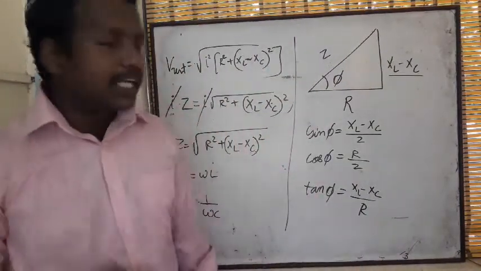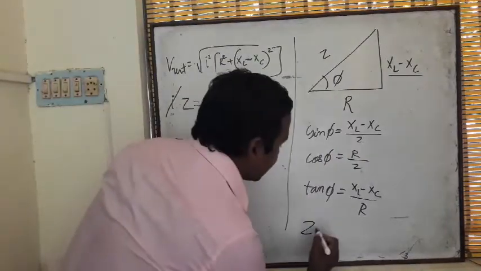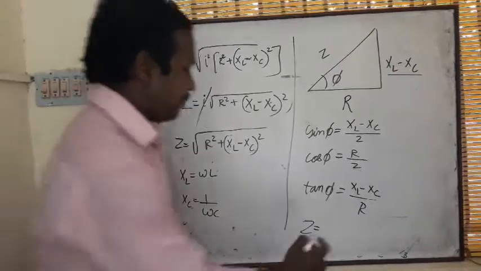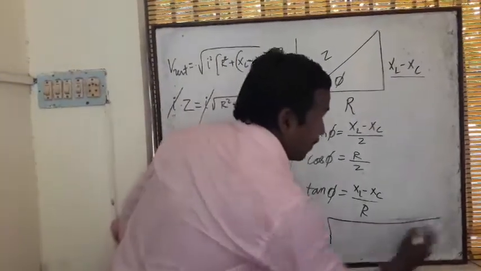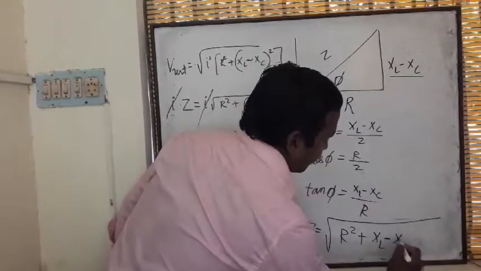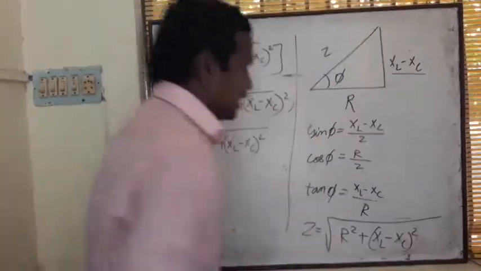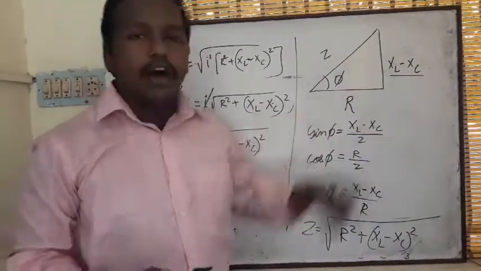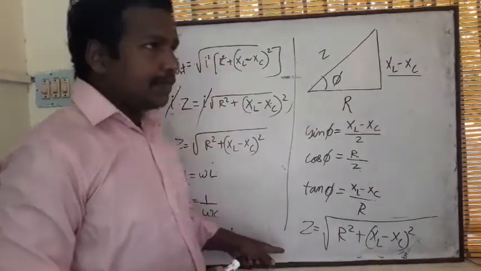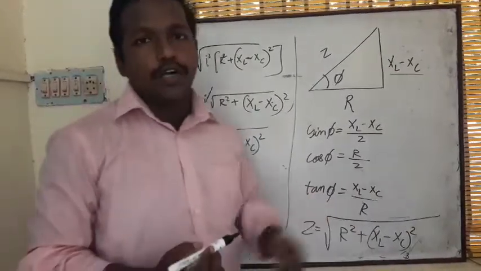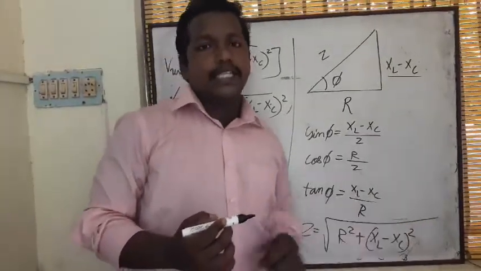One more thing I want to tell you. Overall, Z is equal to, you can use the Pythagoras theorem. The diagonal hypotenuse side is equal to the squares of the adjacent and opposite sides. So this is the value I got by the Pythagoras theorem: Z is equal to root of R square plus XL minus XC whole square.